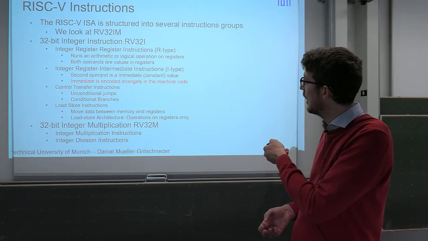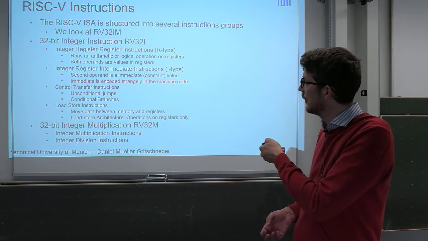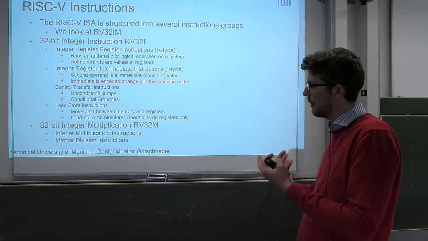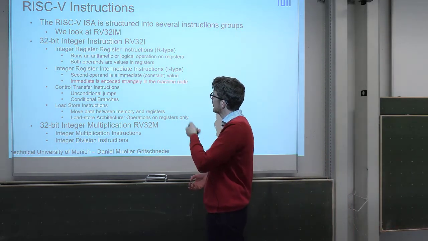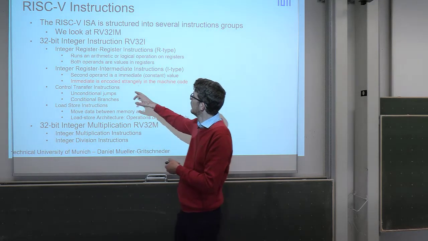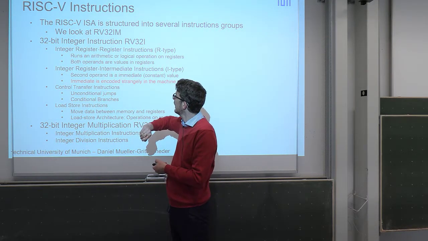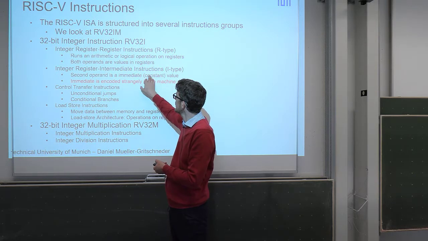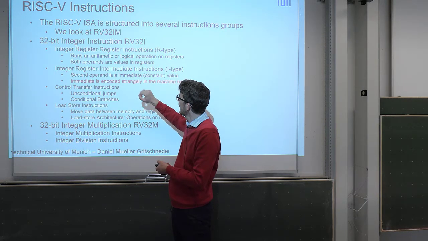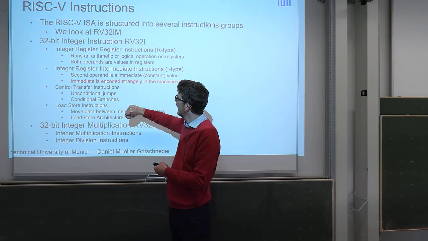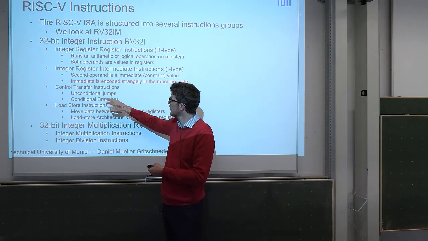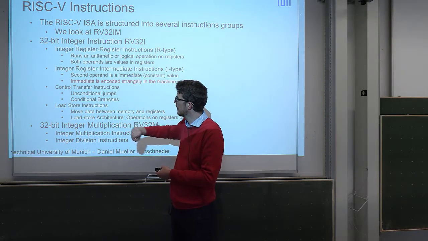One is called the RV32I, which is for integer instructions. These are basically the basic instructions you always need: register-register integer and register-immediate instructions. This is when you have some constant value you want to put there. How these constants are encoded in the binary code is usually very strange, so we won't look into it, but you have to be careful. And then we need some control transfer instructions like jumps and branches.